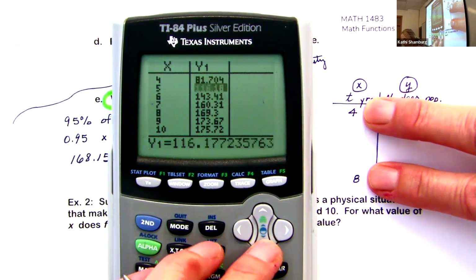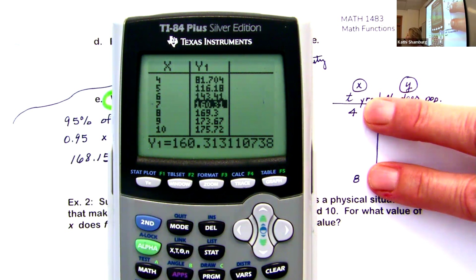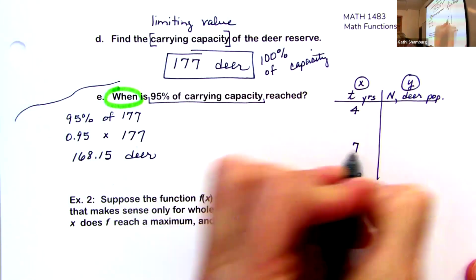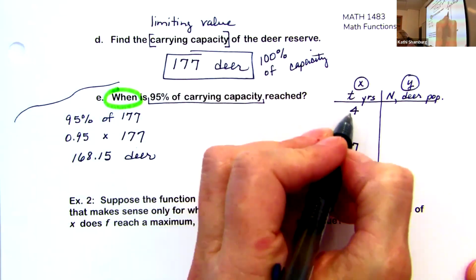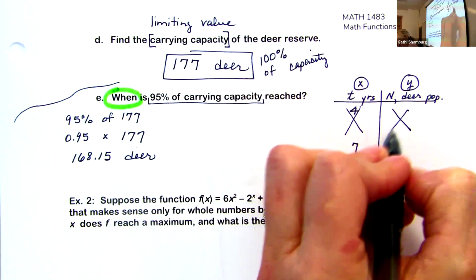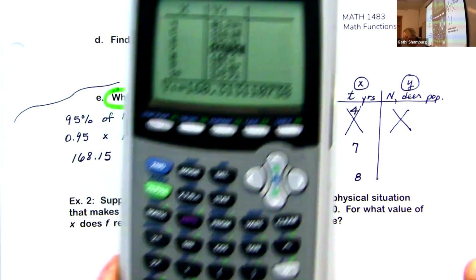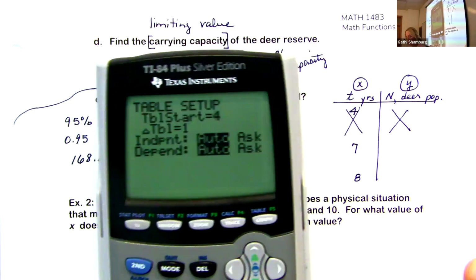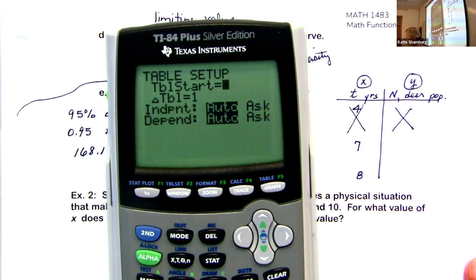168.15. Okay, so now would you agree with me it's between year 7 and 8? Okay, so now I've honed it down and I know it's somewhere in here between year 7 and 8, so I don't have to worry about this part. So I'm going to go back to table set. And now I'm going to start at 7.